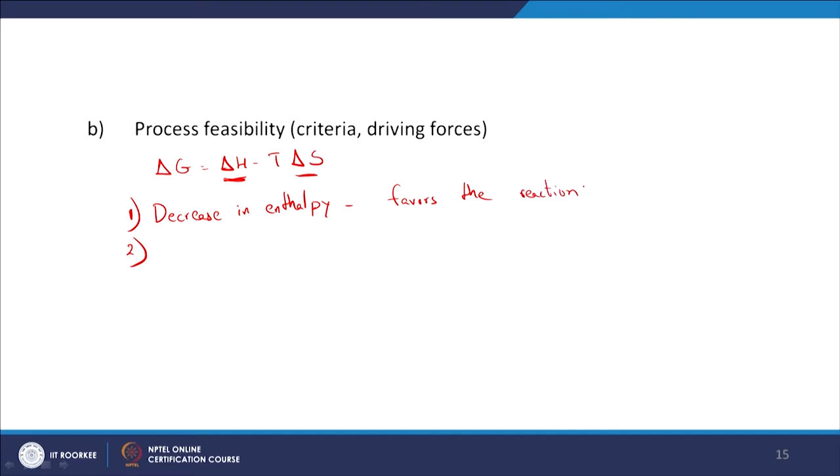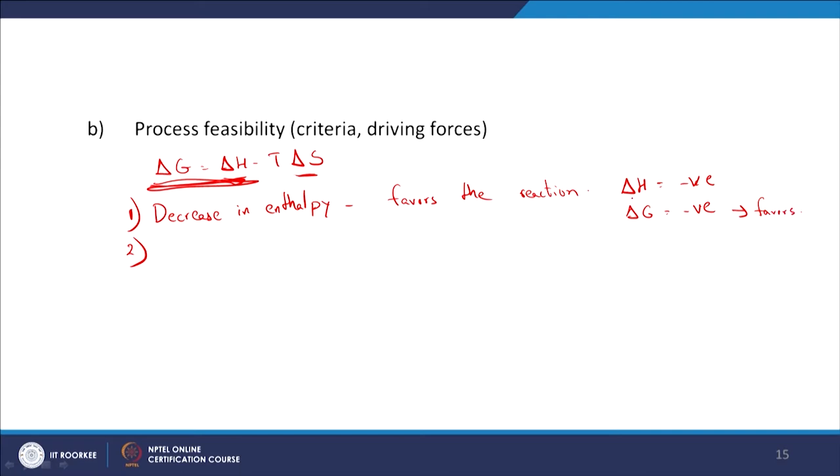So what does that mean? A decrease in enthalpy means delta H is negative. When delta H is negative, that promotes delta G being negative. And that's what you can see from this particular equation here. When delta H is negative, it promotes delta G being negative. That means it favors the reaction.